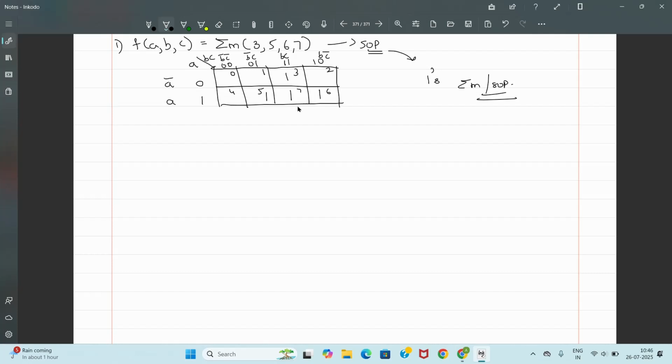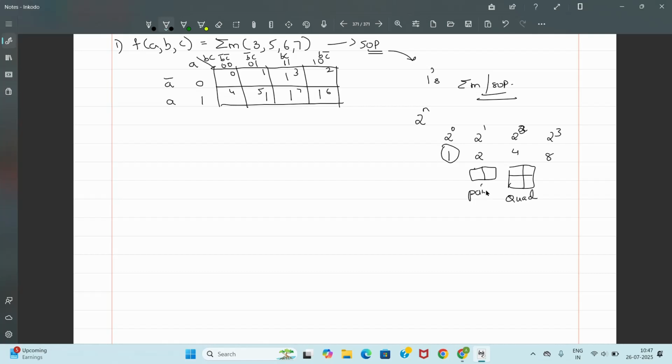Next step is to group them. You have to make groups. And the group should be always in powers of 2. Either it can be 2 power 0, which is 1, or it can be 2 power 1, which is 2, 2 power 2, 4, 2 power 3, 8. Either you can group a single cell, or you can pair two cells, or you can take a quad.